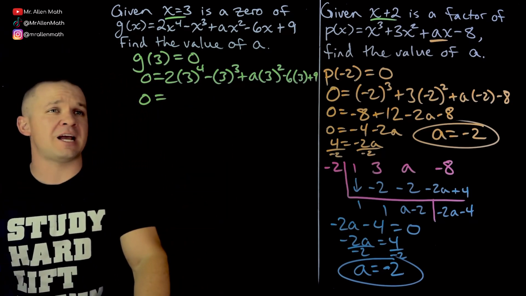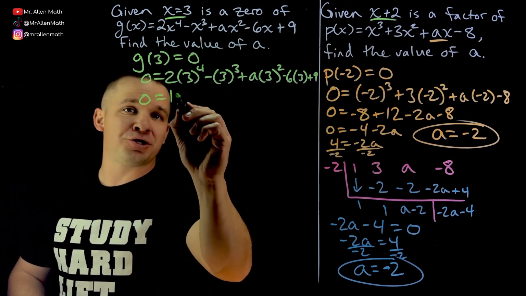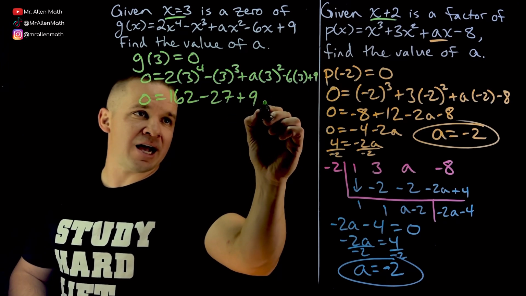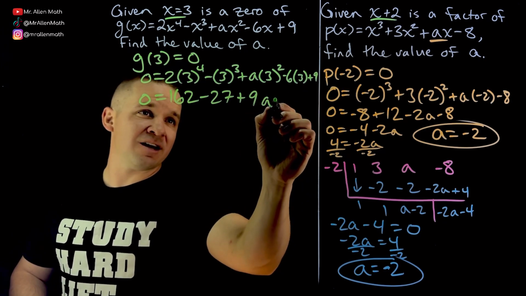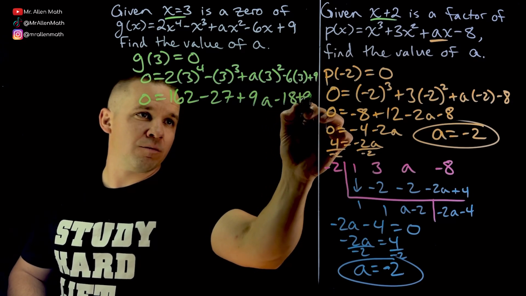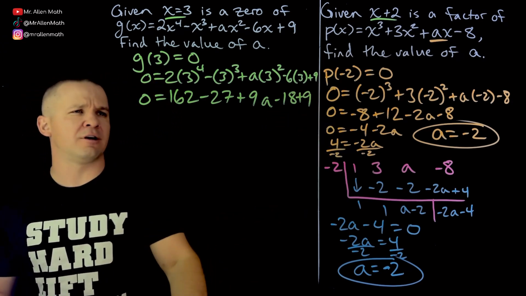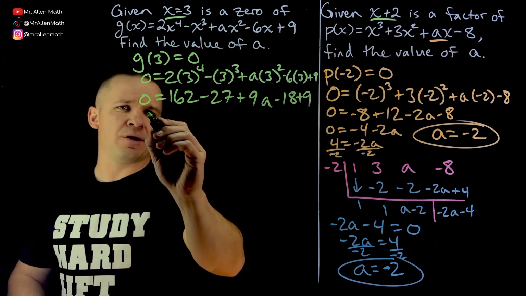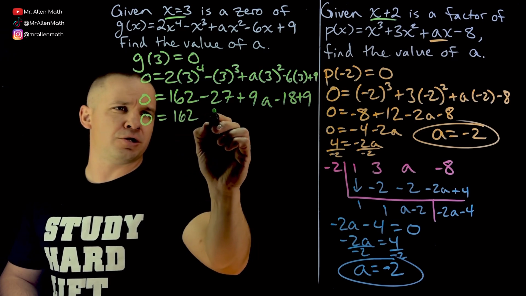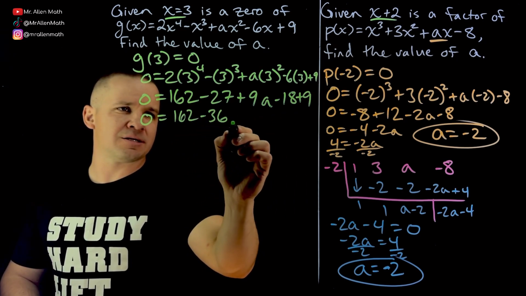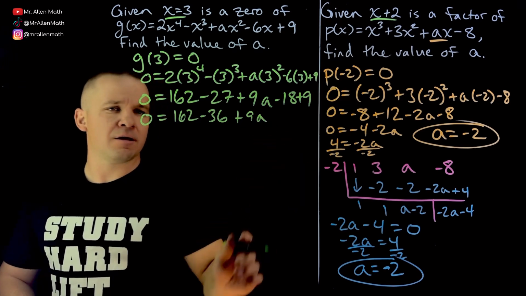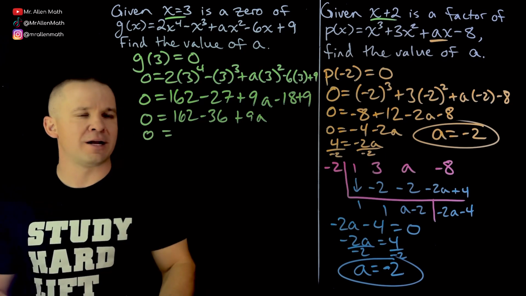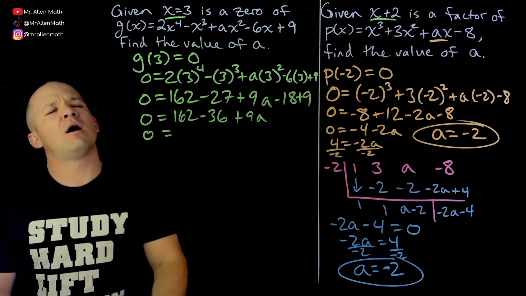Let's see here. 3 to the 4th, that's 81. So it's 162. That's 27 plus 9a. That's negative 18 plus 9. Okay, so now we got to combine like terms. Let's do a little at a time. So that's negative 9. So that'd be 162. That's what, minus 36, right? Plus 9a. Okay, so is that a little more manageable? 162 minus 36.